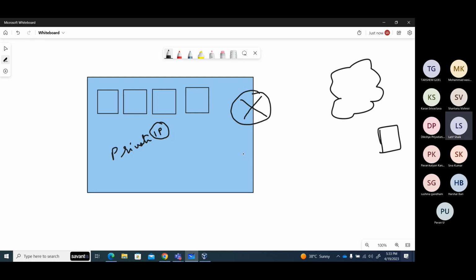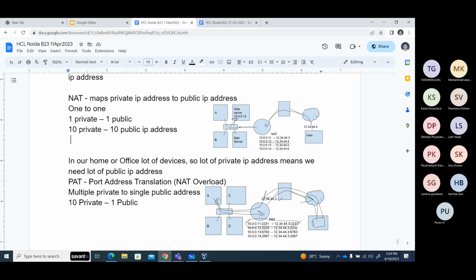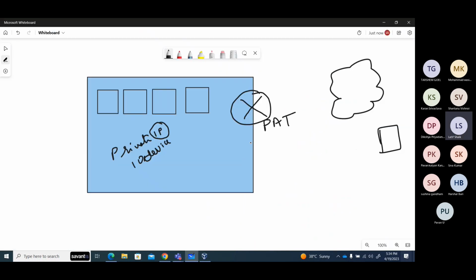We cannot buy more public IP addresses. Next, we need internet access and we are using private IP addresses. NAT is one-to-one, but I have 10 devices. It means I need 10 public IP addresses, which people cannot offer, and we cannot waste that many IP addresses here. So they use a technique called PAT, port address translation. Port address translation is also called NAT overload.